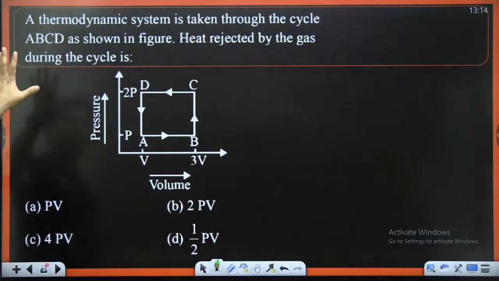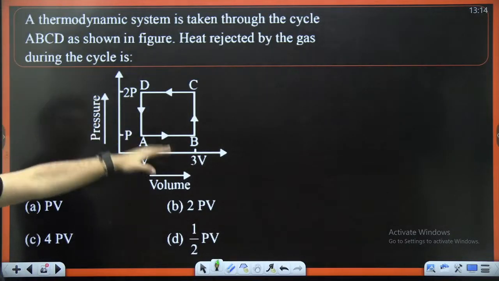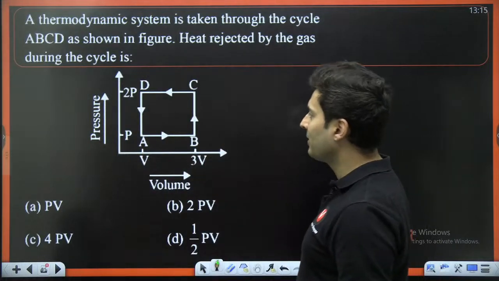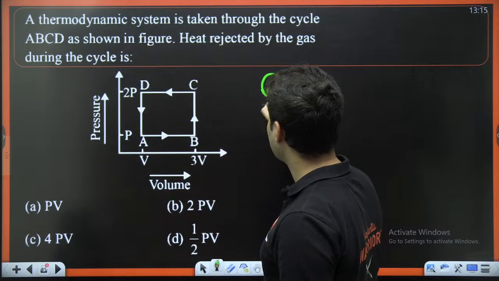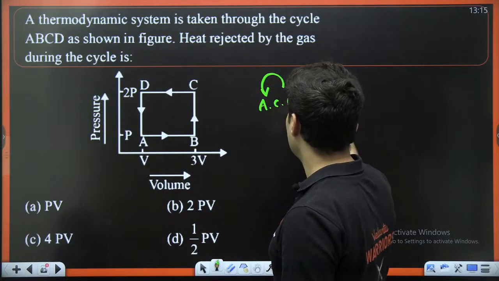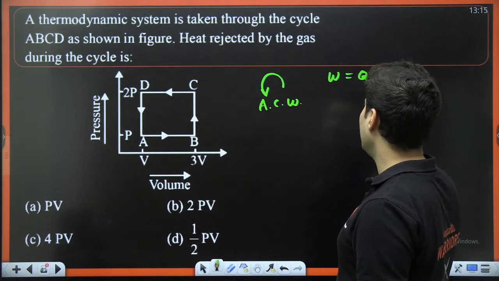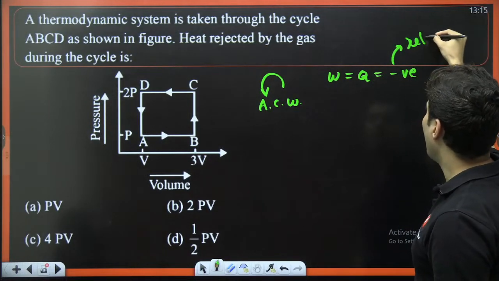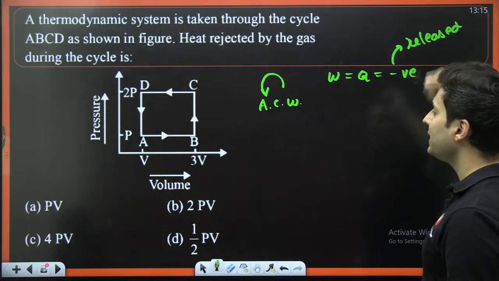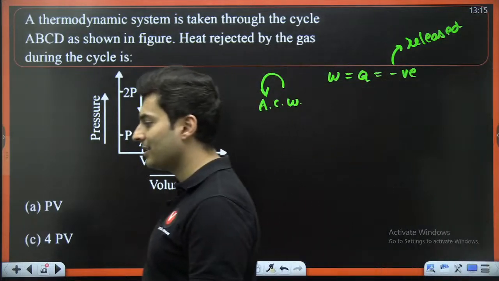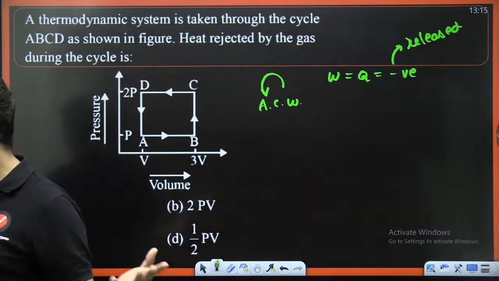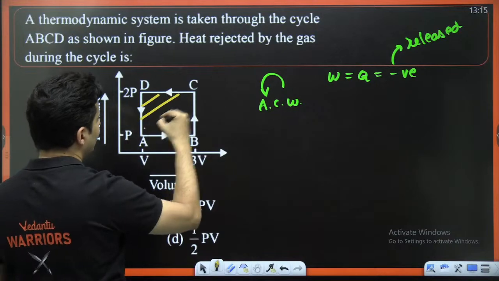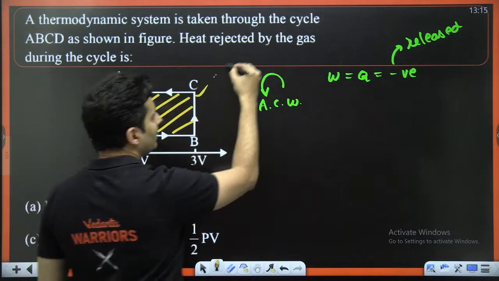Next question. In this system, what is the heat rejected during this cycle? Observe carefully. It is anti-clockwise. If it is anti-clockwise, the work, which is also the heat, will be negative. That means the heat is rejected, or basically released. Now measure this area. That will be the work done.